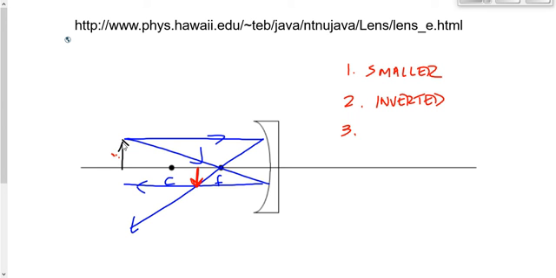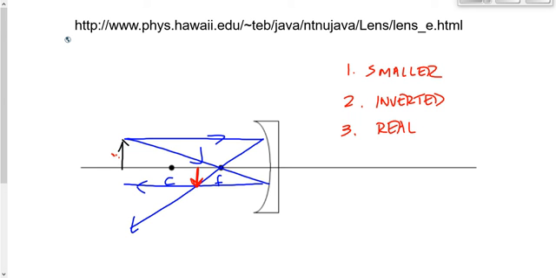It's a real image if you can project it. Doesn't mean you are projecting it, but you can project it onto a screen. At the movie theater, if I took the screen away, we'd still say it's a real image, because we could project it onto a screen if we wanted to. We know that this is a real image. It could be projected onto a screen, and we know that because these lines that I have drawn here are solid lines, and solid lines are intersecting.